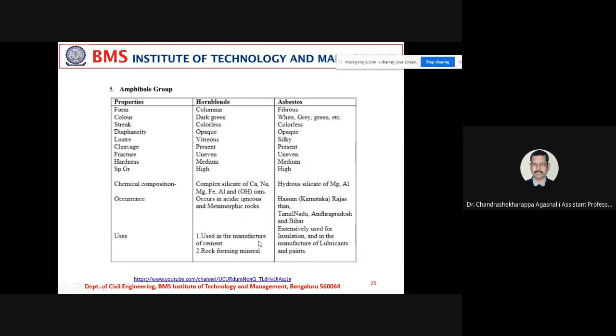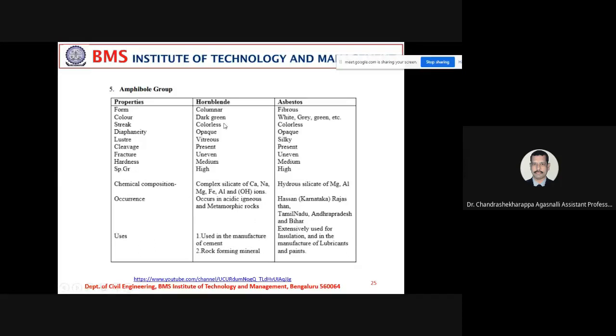Its use is usually in the manufacturing of cement because of calcium, iron, and magnesium. To manufacture cement, you need calcium as raw material. Where does it come from? It's from the limestone that we discussed in the last class, the carbonate group of minerals: calcite, dolomite, and magnesite. We use those for manufacturing of cement, right?